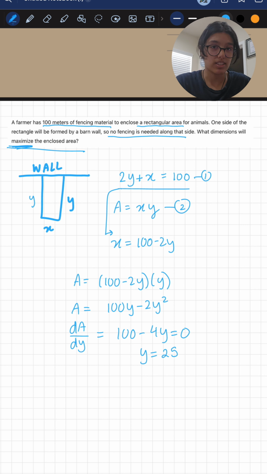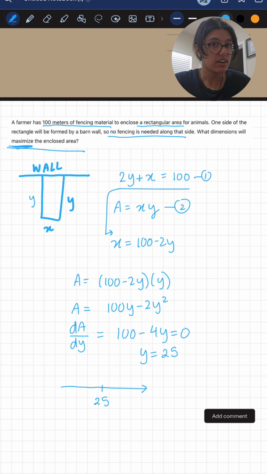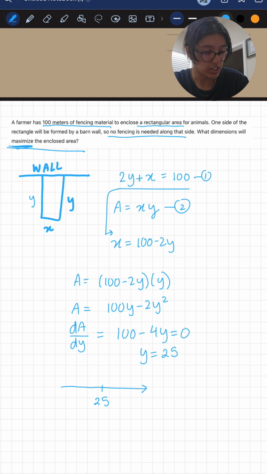We do that by using the sign test. By using the sign test, we know our critical point is 25. We have plotted that. Now we have to pick a number to the right of 25 and to the left of 25 and plot the signs. If we pick a number to the right of 25, such as 30, and we replace it in the derivative function, which is this function right over here, we get a negative value. And to the left of 25, we get a positive value. So this indeed is a maximum value, and that is exactly what we're trying to find.